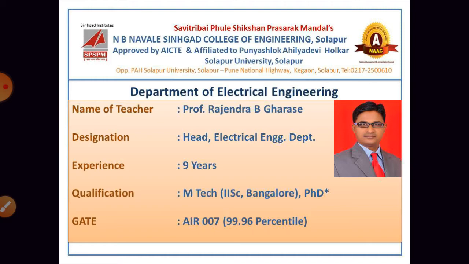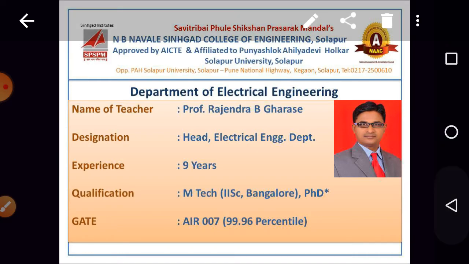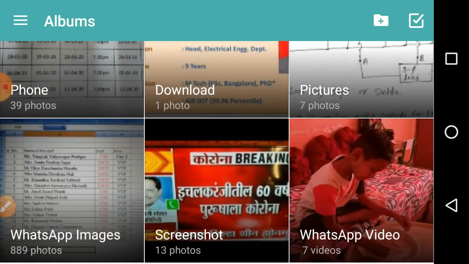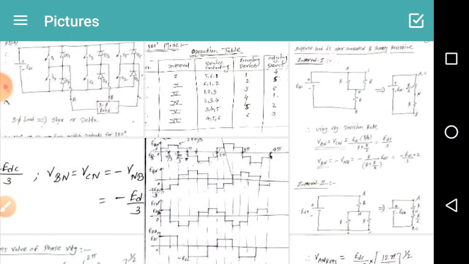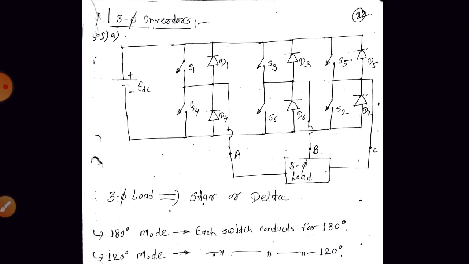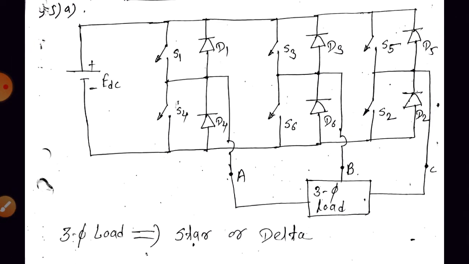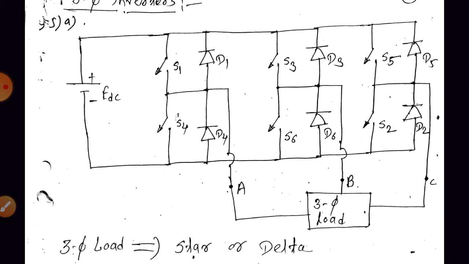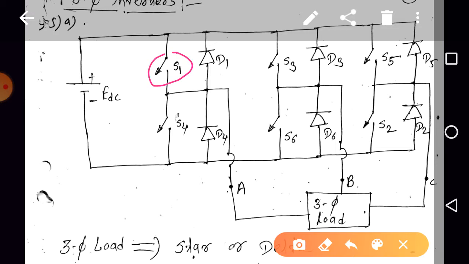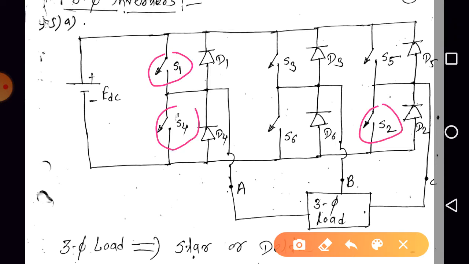Today we are going to discuss three-phase inverters. Let us discuss the circuitry of the three-phase inverter. It consists of 6 switches, S1, S2, S3, S4, S5 and S6. So we have a total of 6 switches.